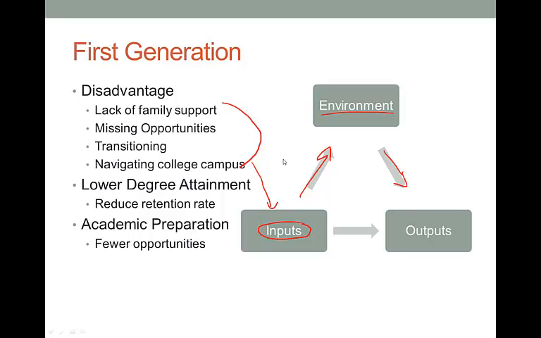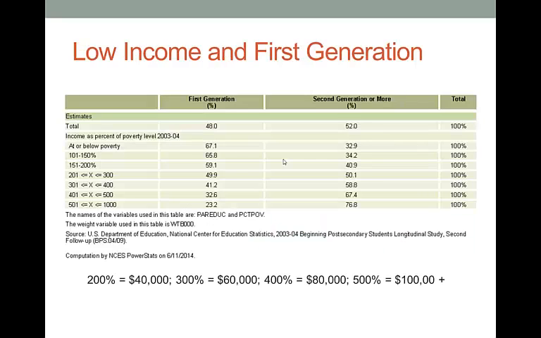Now, let's take a look at some low-income and first-generation students. So here, I've actually worked on this chart a little bit so that we can see a breakdown of first-generation students compared to second-generation students or more. What immediately you might notice is the distinction that 48% of students were first generation compared to 52%. So it's almost half of students are first generation students.